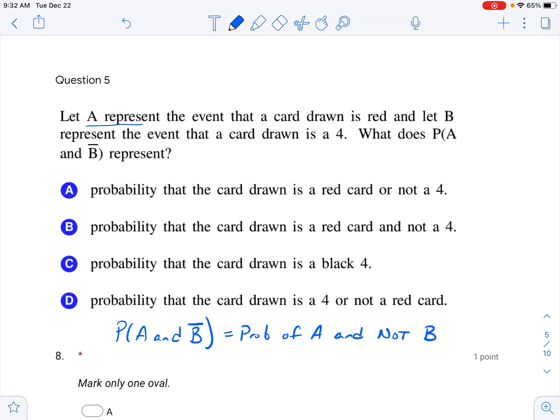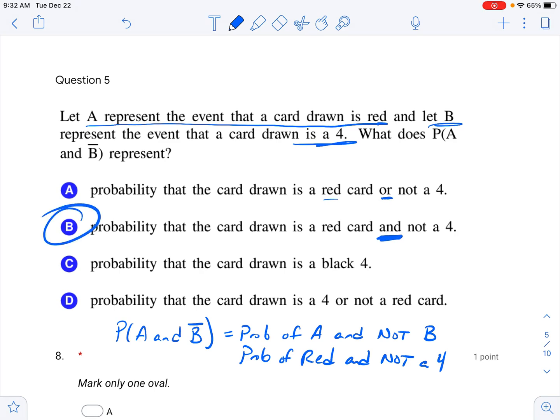And what was event A? Event A is the card drawn is red, so the probability of getting a red card and not, let B be the event the card is a 4, so not a 4. I'm looking for the probability of red and not a 4, and you've got to look carefully. A looks close to that: probability the card drawn is red or not a 4. That's not what we're looking for. We're looking for choice B, red and not a 4.